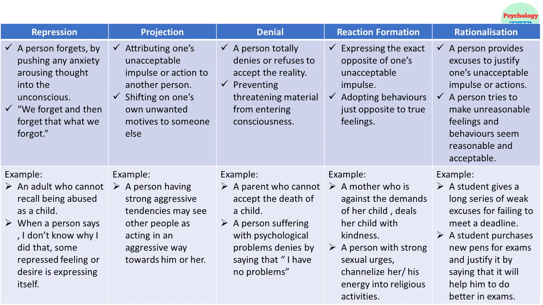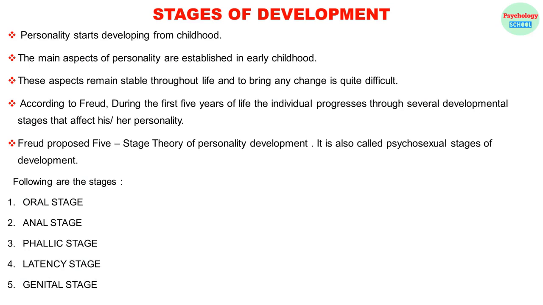According to Freud, our personality starts developing from childhood, and its main aspects are established early. So these aspects remain stable throughout life and cannot be changed easily. He believed that during the first 5 years of life, the individual goes through several developmental stages that affect his or her personality. So he proposed a 5-stage theory of personality development, also known as the psychosexual stages of development. Any problem encountered at any stage may hinder development and therefore affect a person's life.